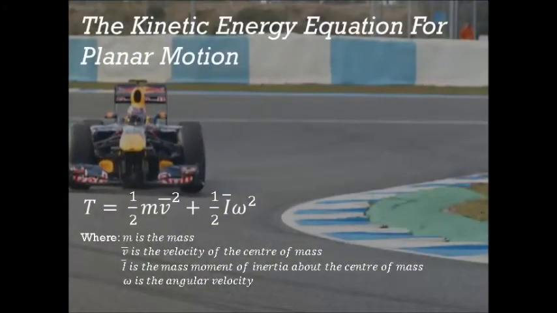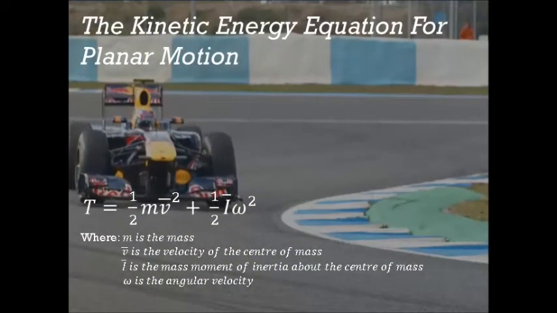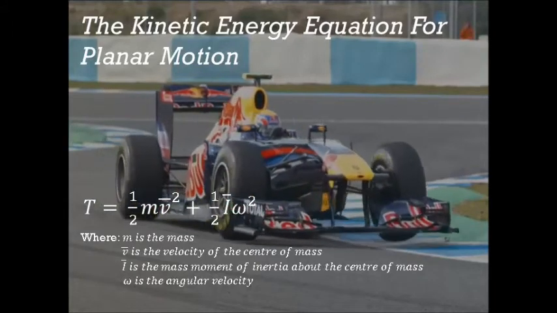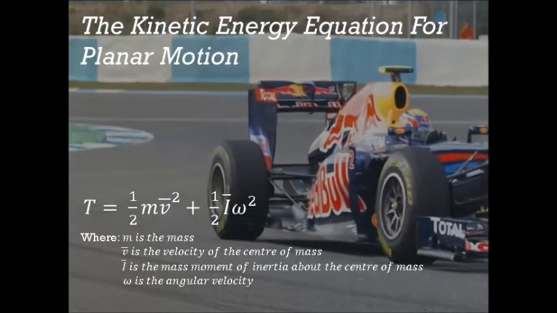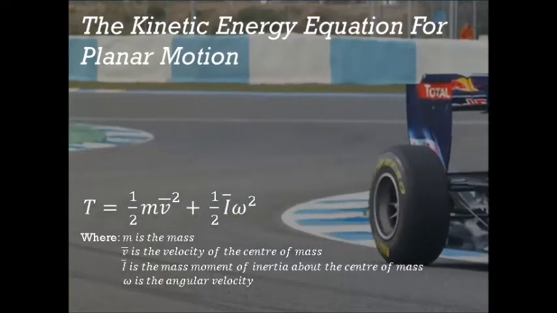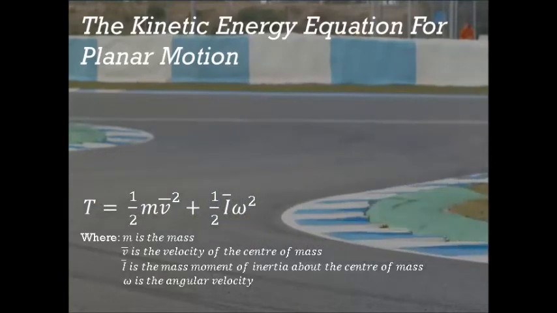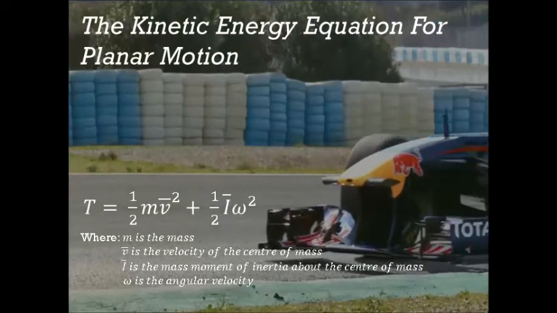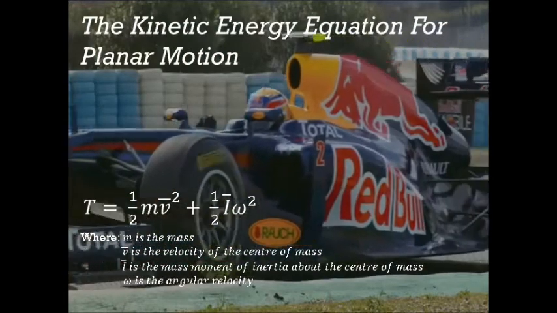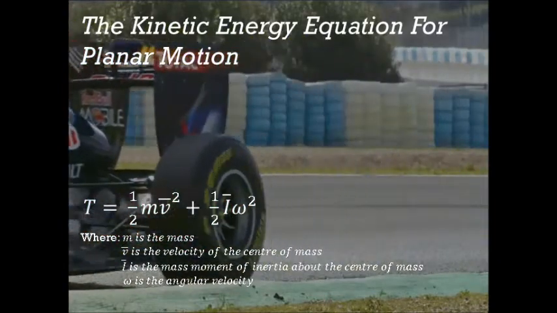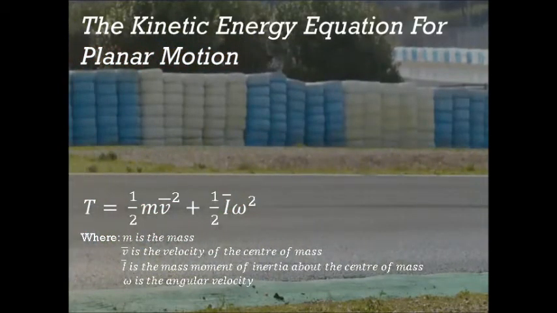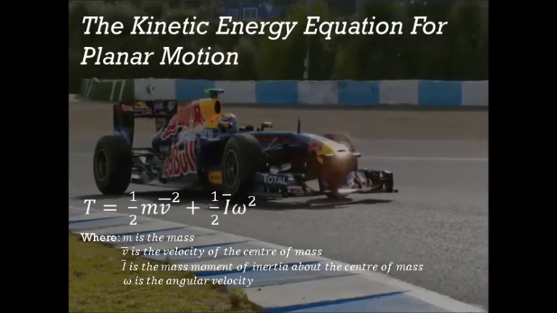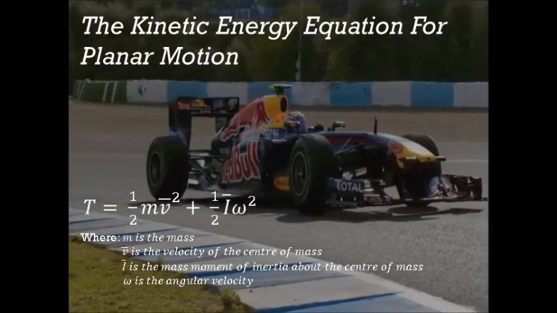The kinetic energy of a rigid body in planar motion is given by the equation T equals a half m v bar squared plus a half I bar omega squared, where m is the mass of the body, v bar is the velocity of the center of mass, I bar is the mass moment of inertia about the body's center of mass, and omega is the body's angular velocity. From the equation, you can see that the kinetic energy of the tyre is going to equal the sum of the tyre's translational and rotational kinetic energy.